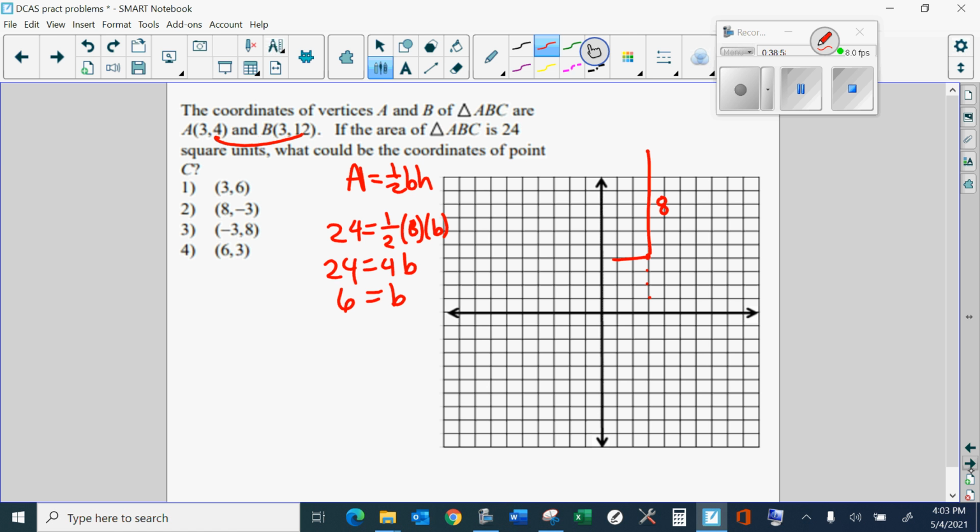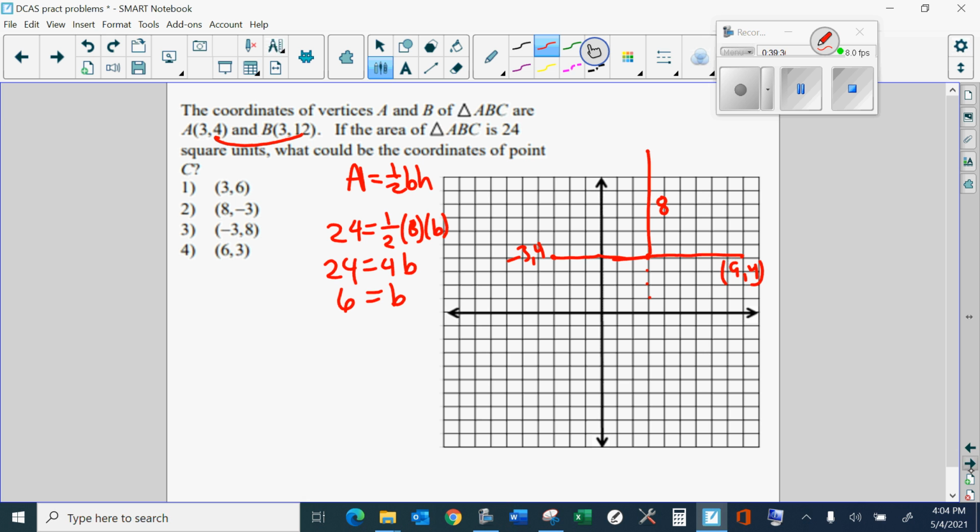So therefore the base has to equal 6. So I need a length of 6, and I could go out 6 in either direction. 1, 2, 3, 4, 5, 6. What's that point? -3, 4. We don't see that on there. I could go out 6 this way. 1, 2, 3, 4, 5, 6. And that would be 9, 4. Okay, I don't see that one either.